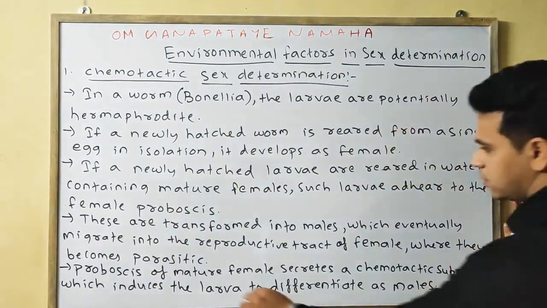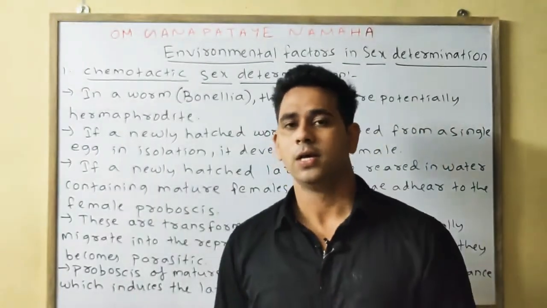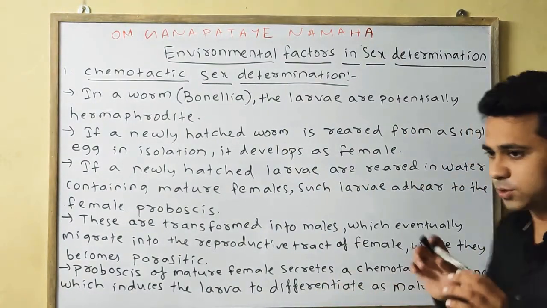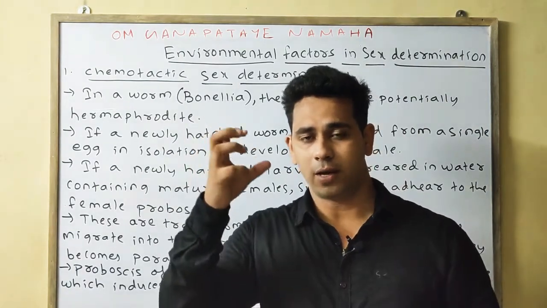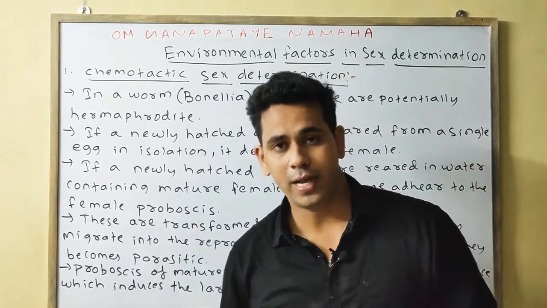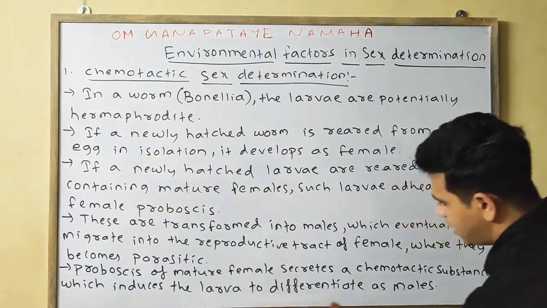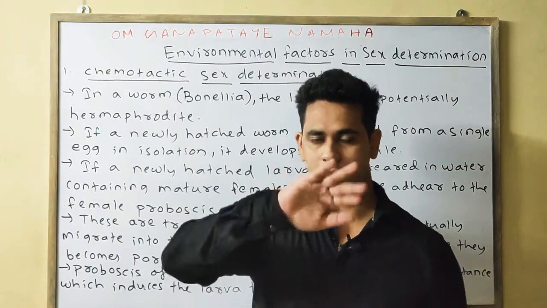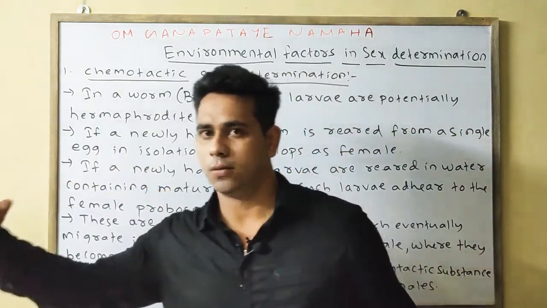Next, why does this happen with the proboscis of the mature female? Because the proboscis of the mature female secretes a chemotactic, a particular chemical substance, which attracts the larvae and helps them attach to the proboscis region, which induces the larvae to differentiate as male. So the larvae attached to the proboscis are eventually converted into male.